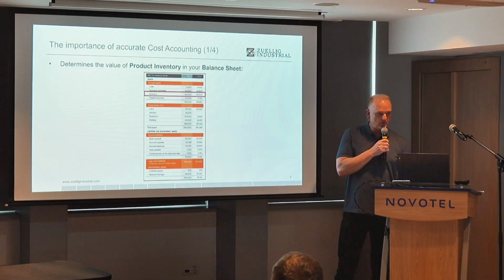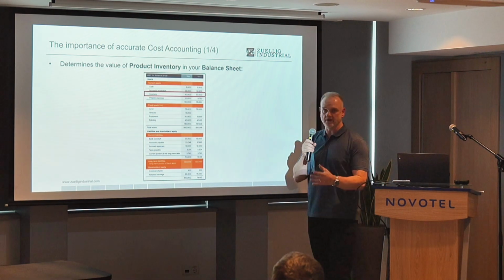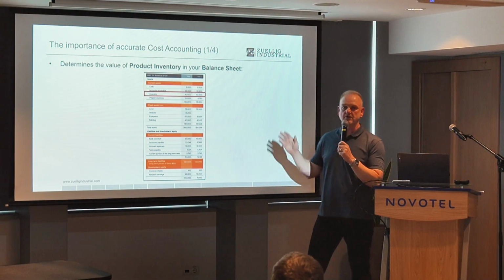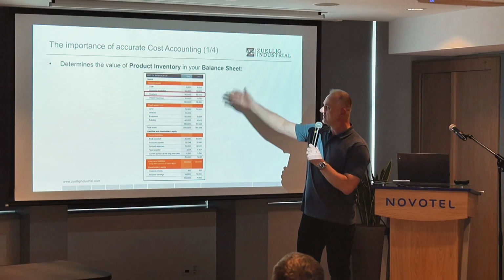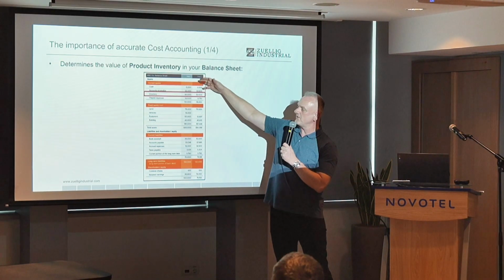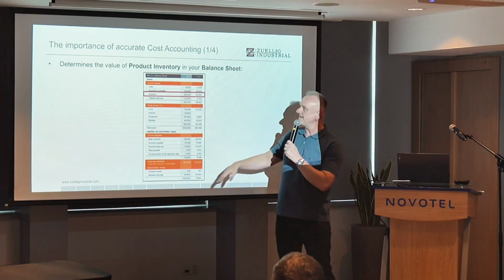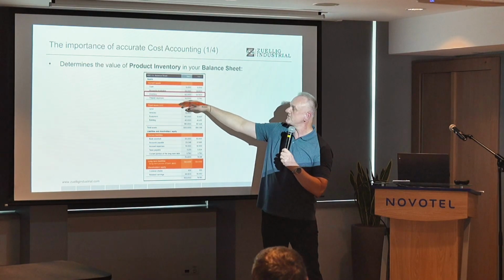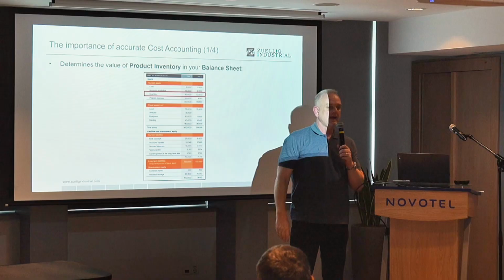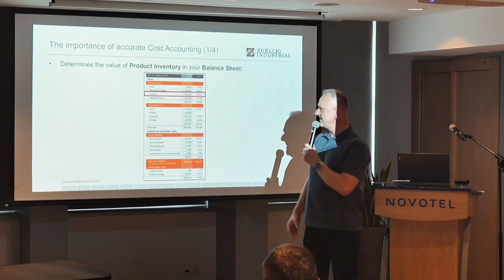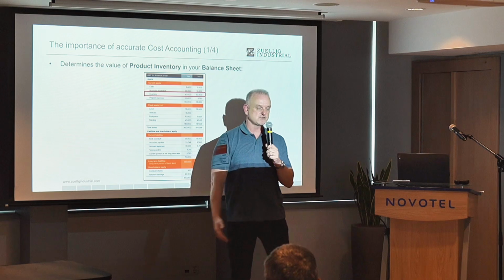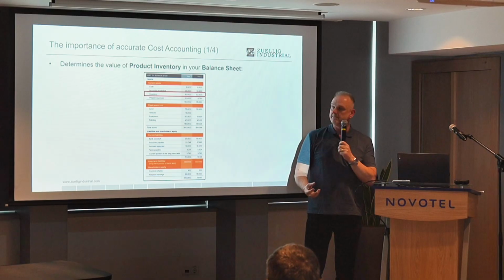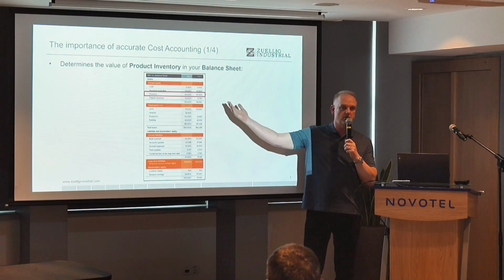Okay, so why is costing really critical and important? It's important because it directly impacts your financial statements. When you look into your balance sheet, you have your assets, your liabilities and your equity, right? In your assets you have your current assets, and inside your current assets you have receivables, but then you have inventory there. And inventory is a balance sheet position that comprises the products you have in stock. And they need to be valued adequately and correctly, because otherwise you're misstating your balance sheet.